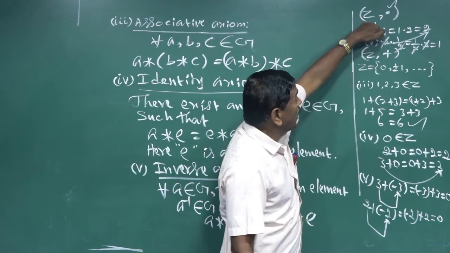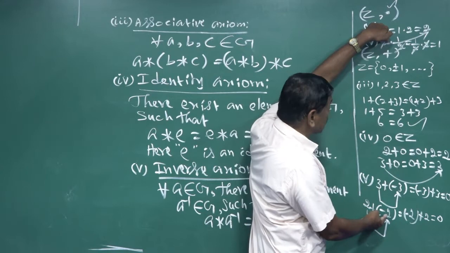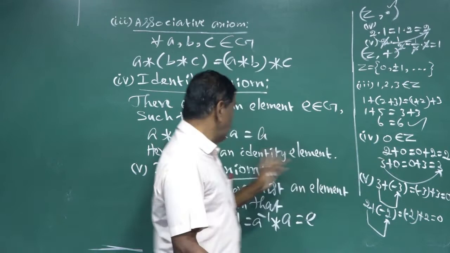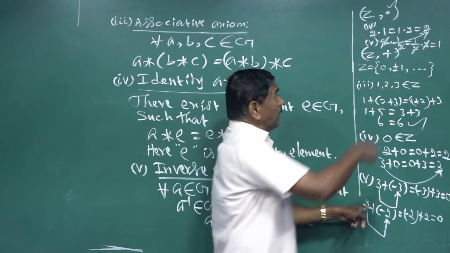But here the operation is multiplication, and there the operation is addition. Additive inverse of 2 is minus 2. Multiplicative inverse of 2 is 1 by 2. According to the operation, the answer is going to change. But here, star is a general operation. So that is why here there exists an element.